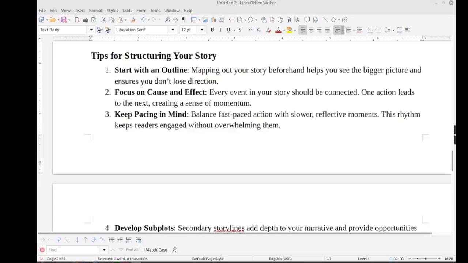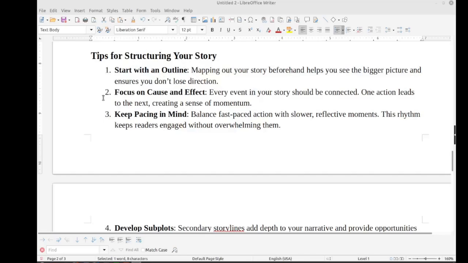So, what are some tips for structuring your story? First, you should start with some kind of outline, or my favorite is just a sentence and then a paragraph that expands on that sentence. But you can map out your story beforehand so that you can see the bigger picture, and this can also help you not lose direction. I should do a video on how to create an outline.